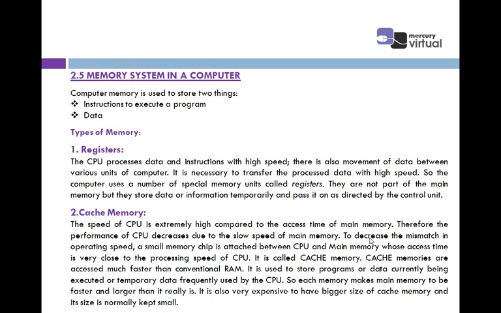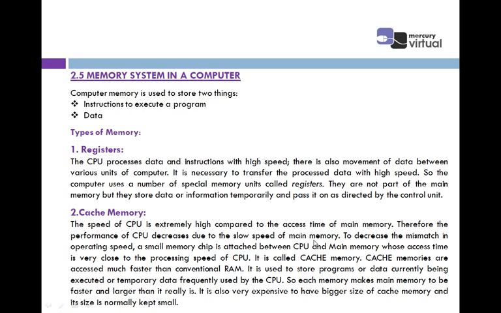Meaning operation is performed in the CPU at a fast speed. In the same way, data should also be fetched from the memory at the same very fast speed. Therefore, the performance of the CPU decreases as there is no high speed. So there is a decreased performance of the CPU due to the slow speed of the main memory.